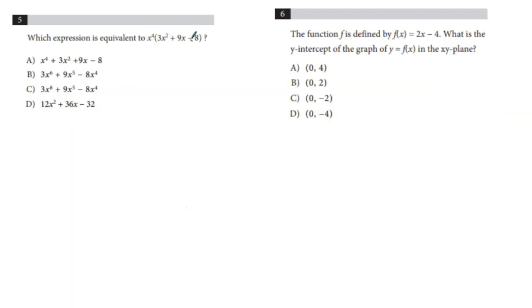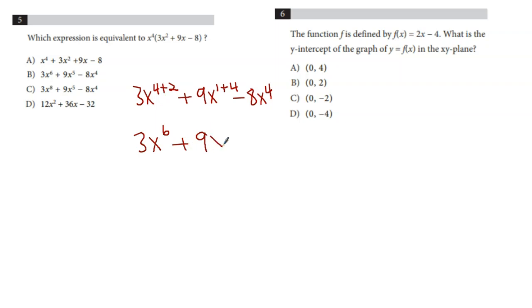Question number 5. So here they are multiplying. When they are multiplying, we are adding the exponents. So we have 4 here, we have 2 here. So it's just going to be 3x to the power of 4 plus 2, plus 9x. Every variable is of power 1, so plus that of 4 here, and then 8 of that. So that just gives us 6 plus 9x to the power 5 minus 8 to the power 4. So that gives you the B.